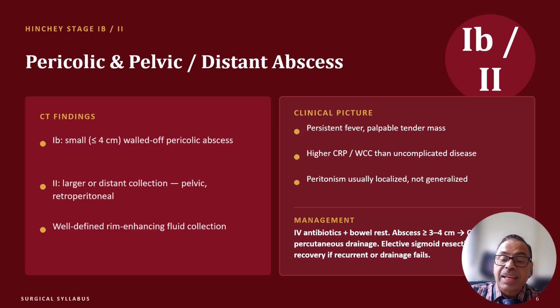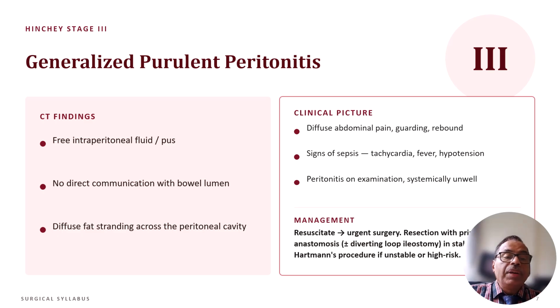If the drainage fails or if the abscess cavity persists, then we can do a planned elective sigmoid resection. But most of the time, if the abscess cavity is more than 3 to 4 centimeters, then percutaneous drainage under CT guidance would be effective. If it is less than 4 centimeters, we can give antibiotics and bowel rest, and most of the time the abscess cavity would resolve.